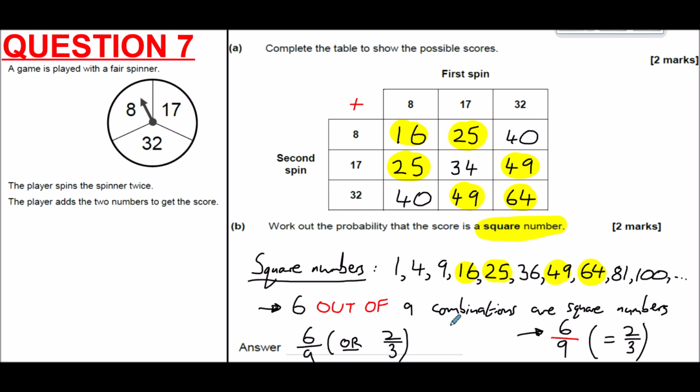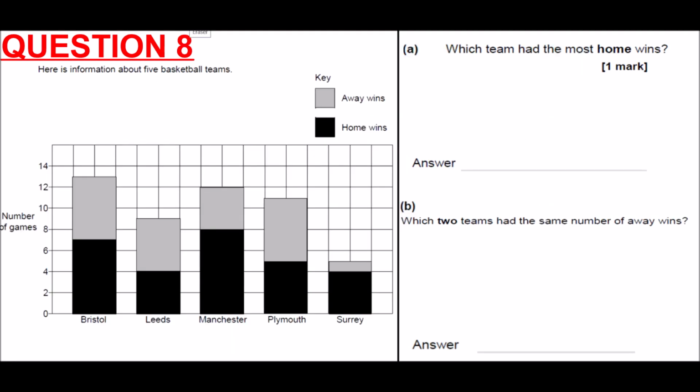So that's question 7 complete. Question 8, we've got a stacked bar chart here where we've got information about basketball teams. So we've got Bristol, Leeds, Manchester, Plymouth and Surrey, both home wins and away wins. And for part A, we need to work out which team had the most home wins. And so home wins is represented by the black bar, so it's whichever team has the tallest bit of a bar that's black. And so hopefully we can see fairly clearly that's Manchester. And so which team have the most home wins? The answer to that will be Manchester.